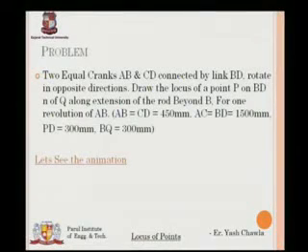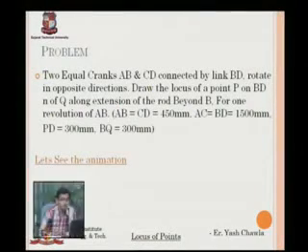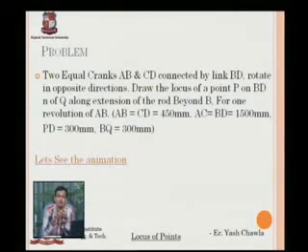Okay, let's read further. Draw the locus of a point P on BD and of Q along the extension of the rod BD for one revolution of AB. Now P is on BD and Q is on the extension of the rod. We will see in the question how we are going to plot this. P is on the link BD. It is the same old procedure that we did in the last two questions. This point Q is along the extension of BD beyond B.